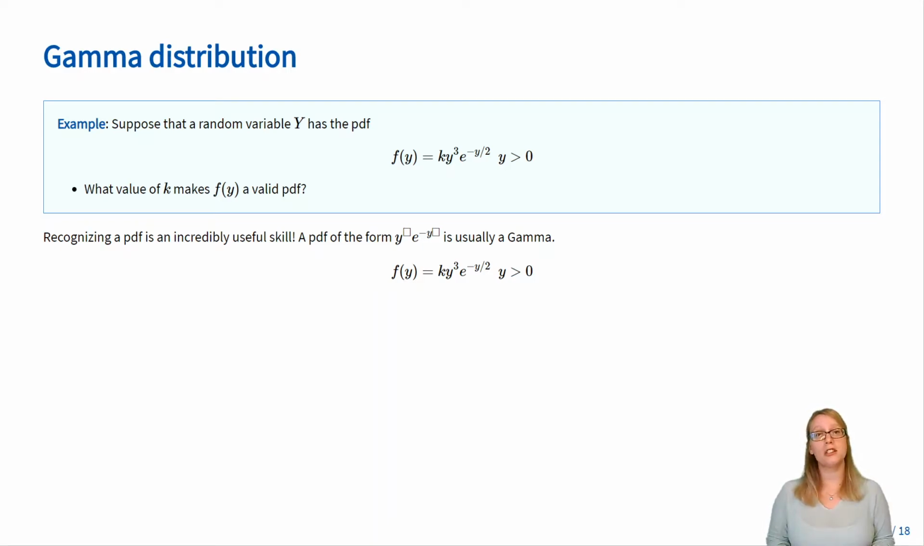A PDF that looks like this, y raised to something times e to the negative y over something, is usually a gamma distribution. So looking at this PDF compared to our definition of a gamma gives us that this is going to be a gamma with alpha equal to 4. I'll let you figure out beta on your own.